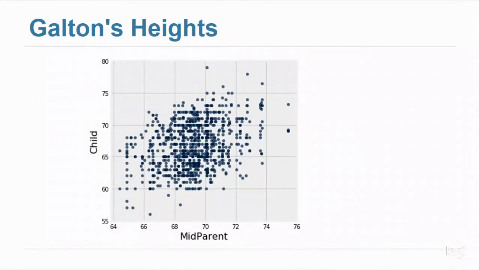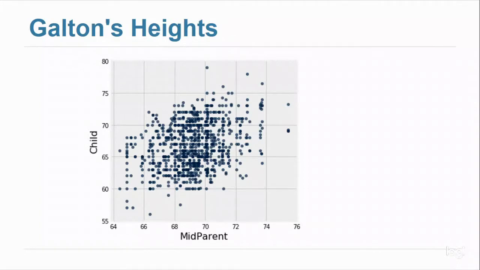Here's an example. Here's a scatter plot of Galton's heights data. We've plotted the mid-parent height on the x-axis, and also we've plotted their firstborn male child's height. Okay, we see here a slight positive association, slight positive trend.